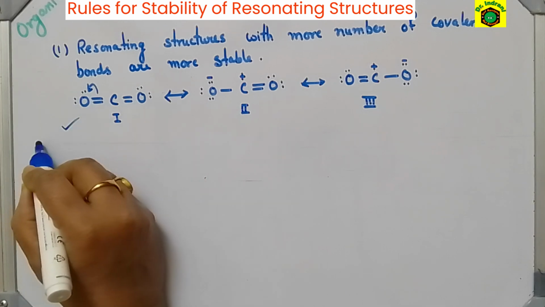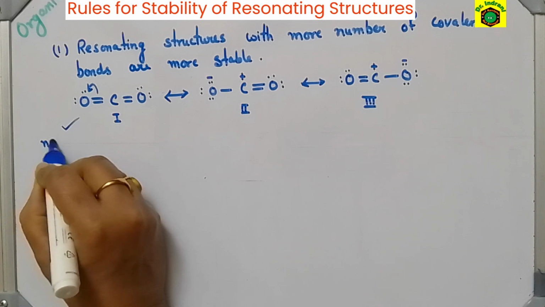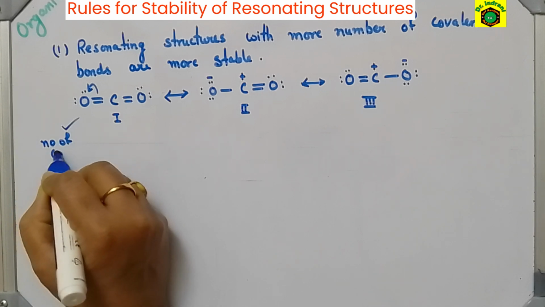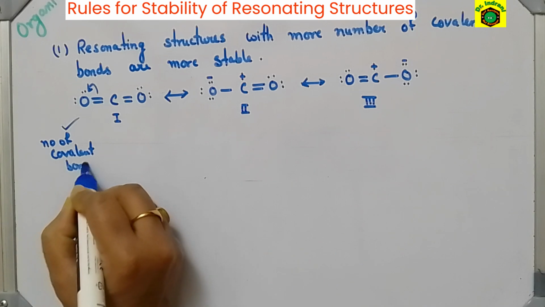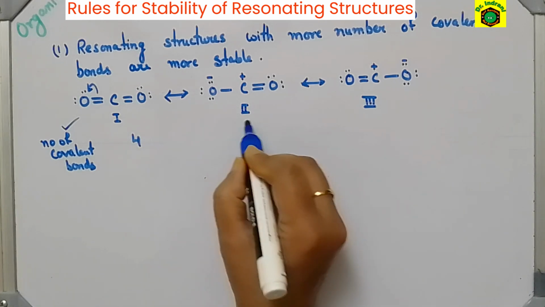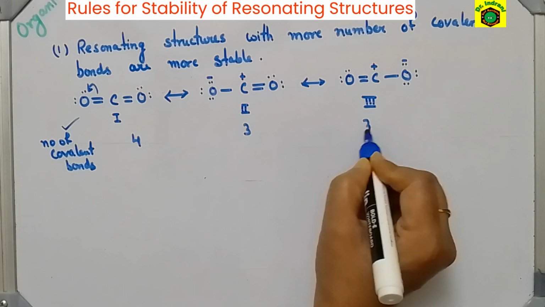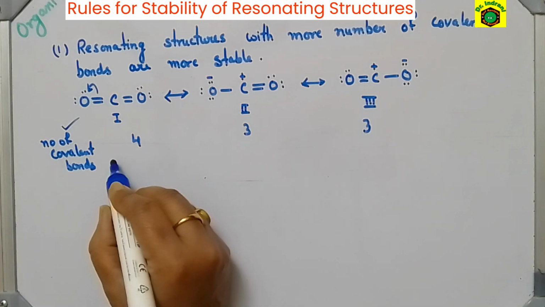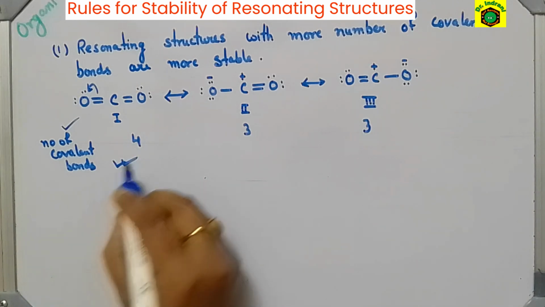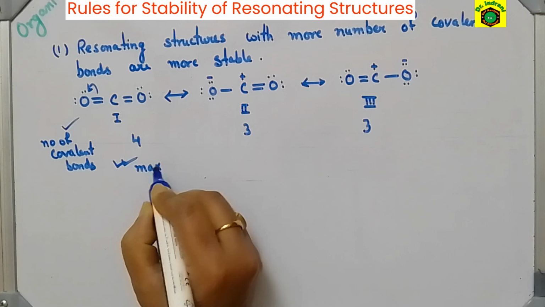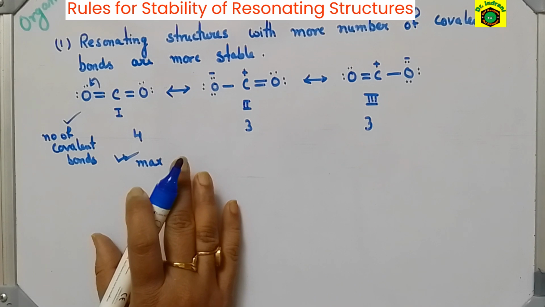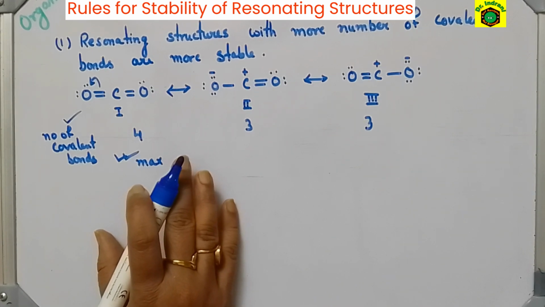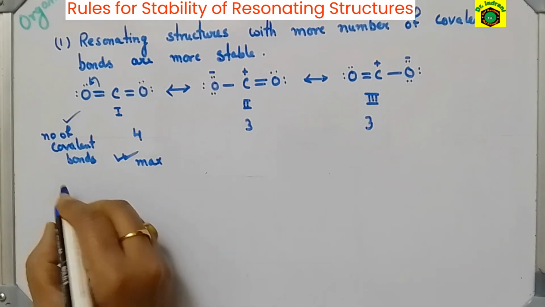This one. Because here number of covalent bonds are maximum. Here covalent bonds are 4. Here 3. Here 3. So here since number of covalent bonds are maximum, this structure is the most stable, because on bond formation potential energy is released and the structure becomes more stable.